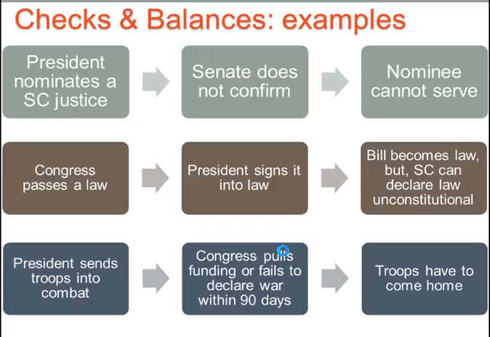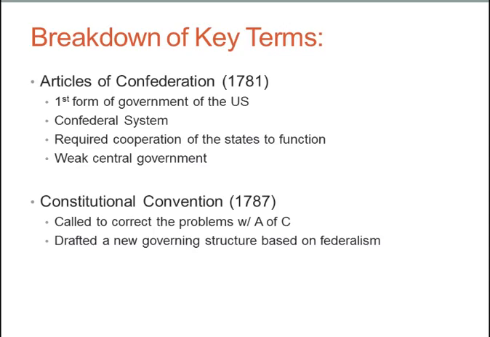All right, so some examples. So a president nominates a justice. Senate does not confirm. Nominee can't take the court. They can't take the bench. Congress passes a law. President signs it, but the Supreme Court says it's unconstitutional, so they declare it null and void. The law is overturned. President sends troops into combat. Congress pulls funding, and troops have to come home. So these are just some examples of checks and balances that are built into our system of government.